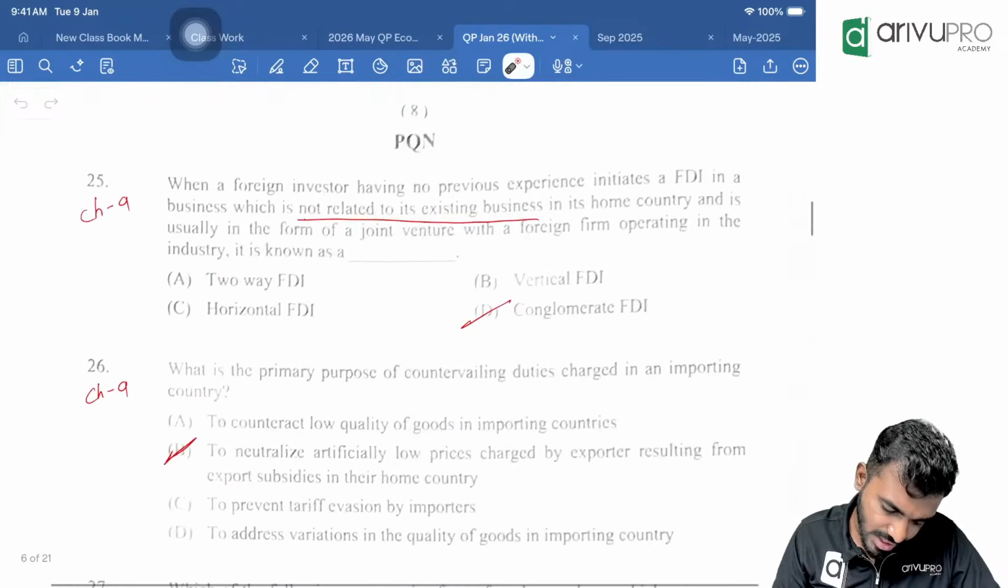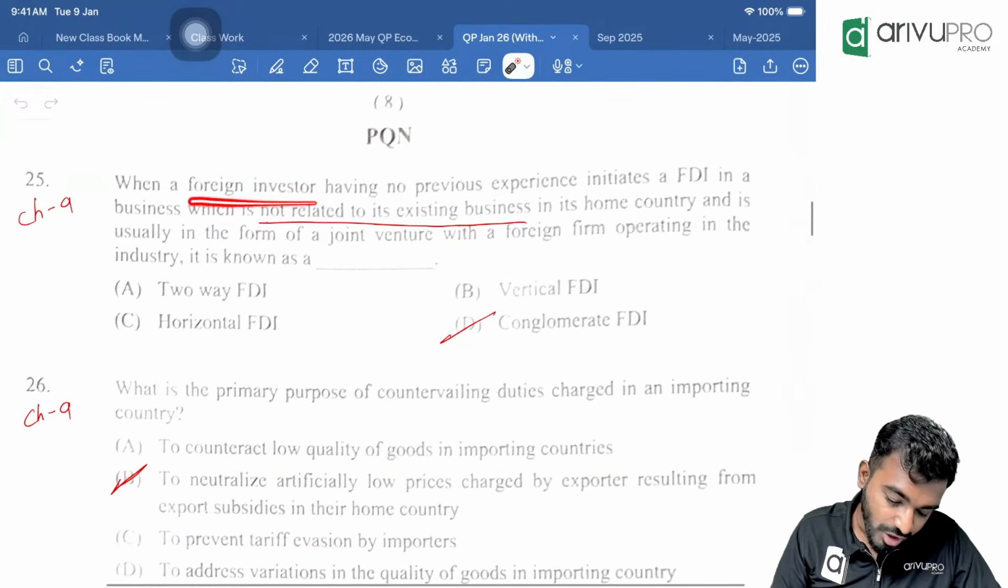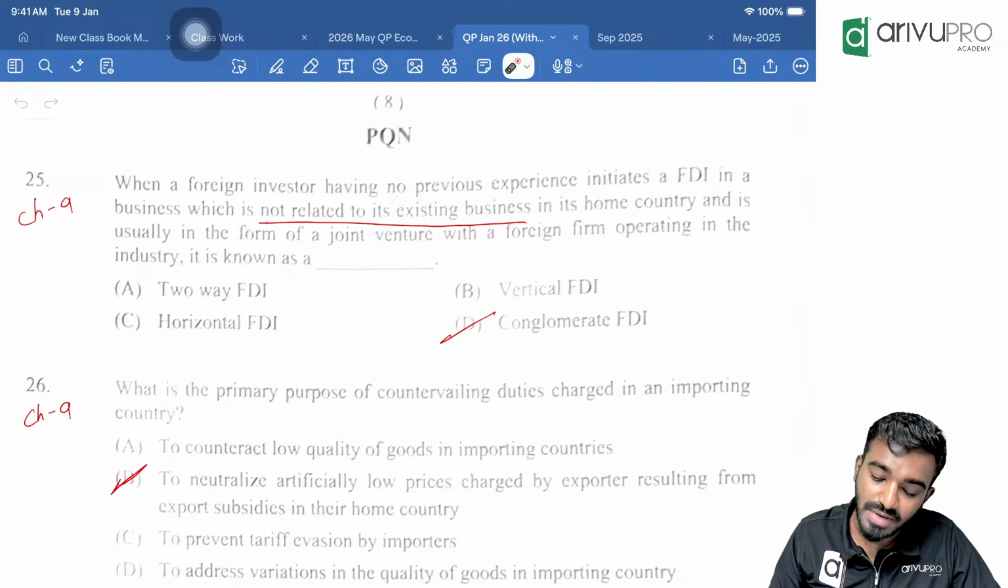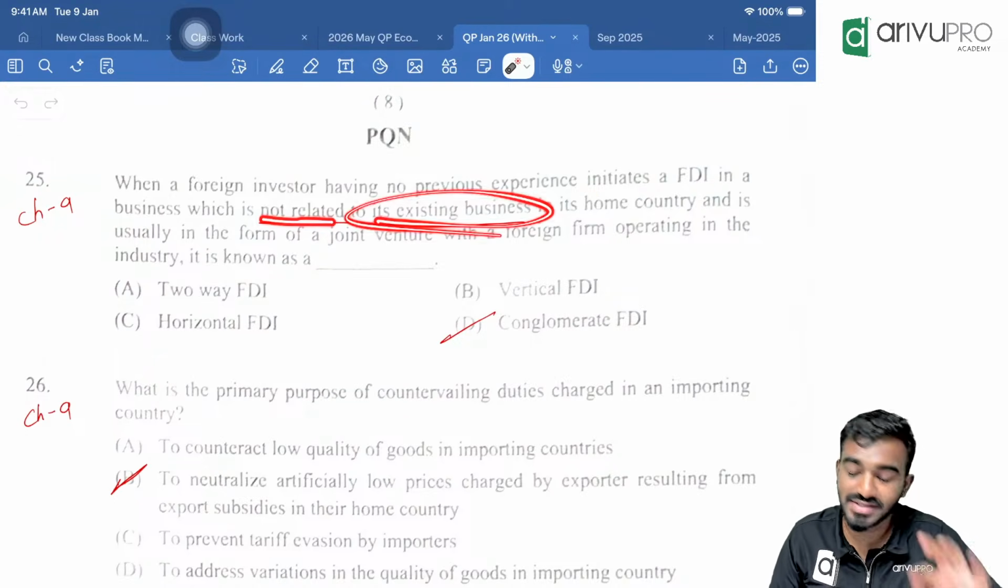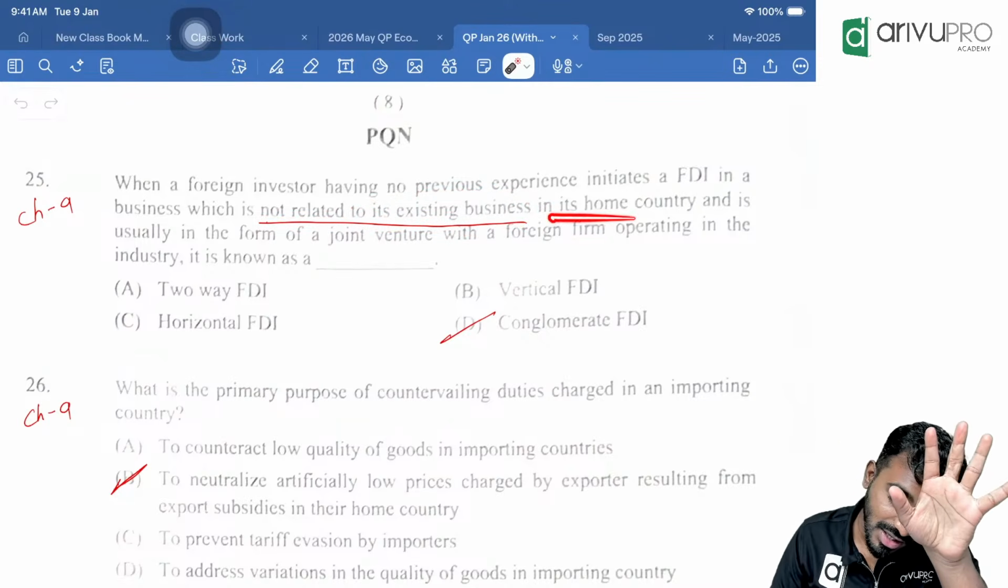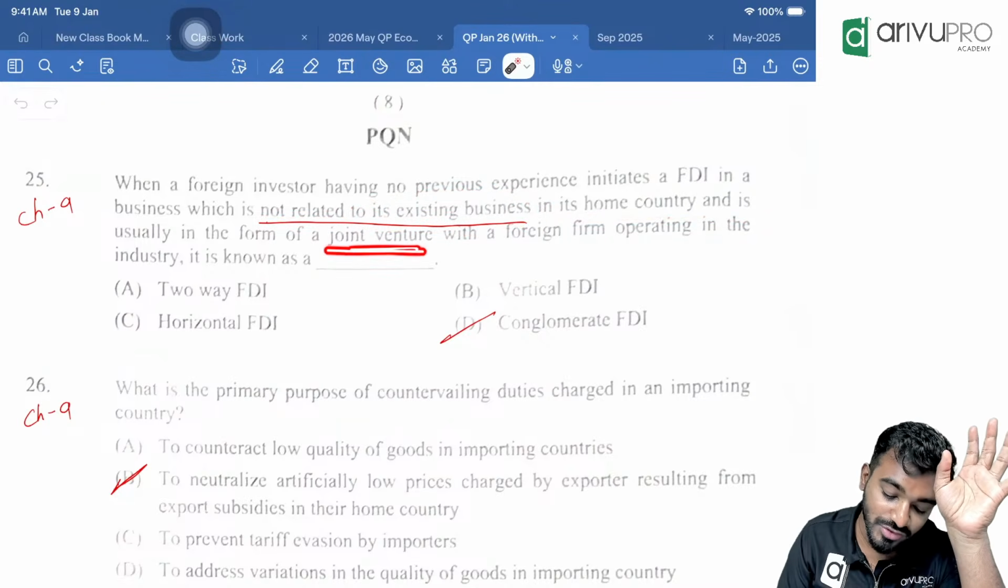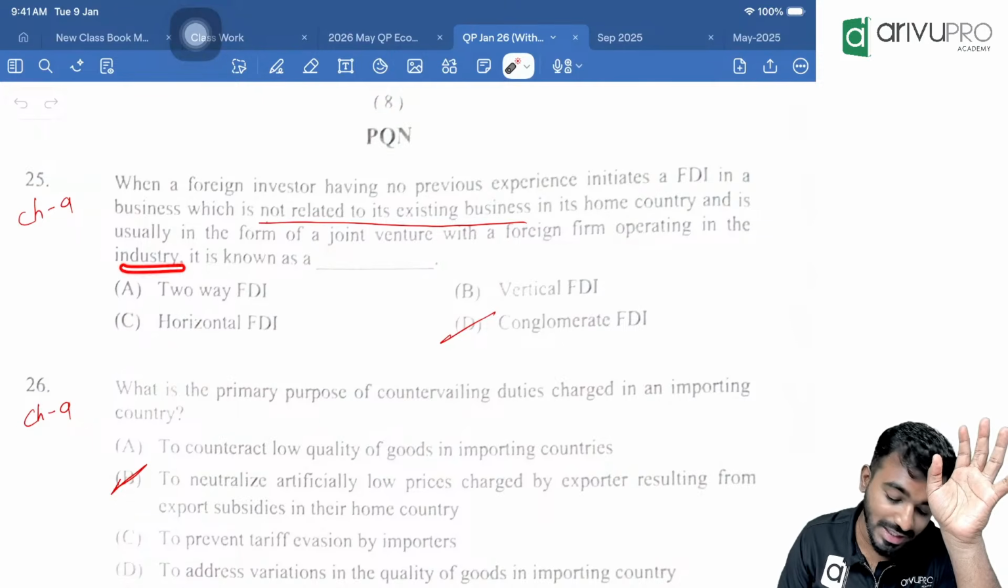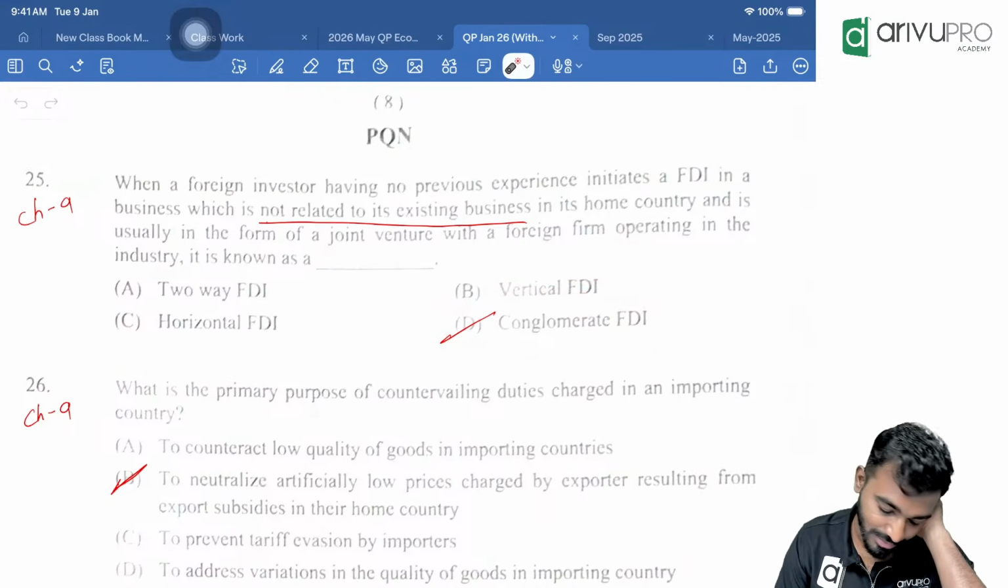Chapter 9, yeah. When foreign investors with no previous experience initiate FDI in a business which is not related to their existing business, that means a totally different business than in their home country, and it is usually in the form of a joint venture, the foreign firms operating in a different industry: conglomerate.